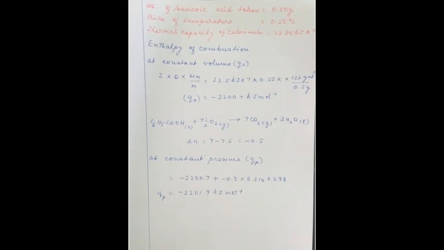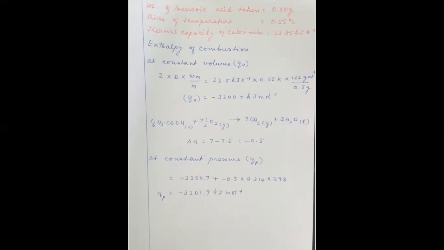When you look at the actual combustion reaction, benzoic acid reacts with 7.5 molecules of oxygen. It gives 7 molecules of carbon dioxide and 3 molecules of water. So the delta N is the number of moles difference between the reactant gaseous molecules and the product gaseous molecules. On the product side, we have only 7 carbon dioxide molecules, minus on the reactant side, we have 7.5 oxygen molecules. So in the entire reaction, only the oxygen and the carbon dioxide are in gaseous state.